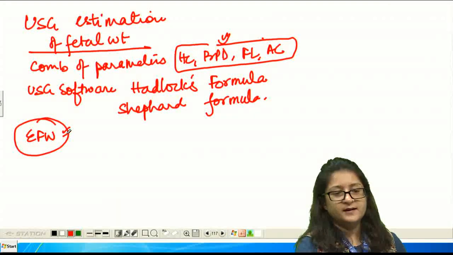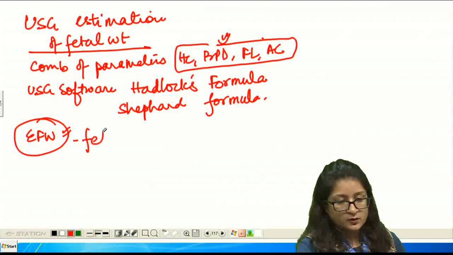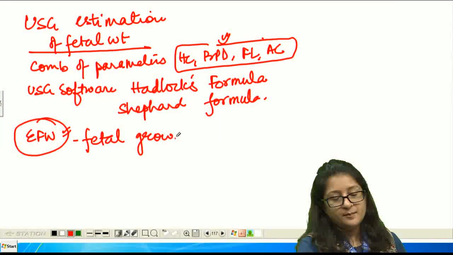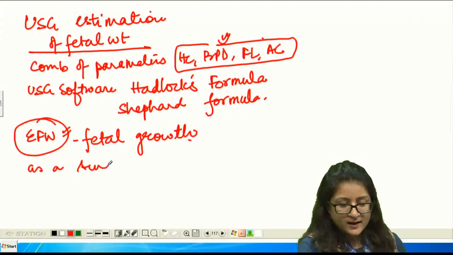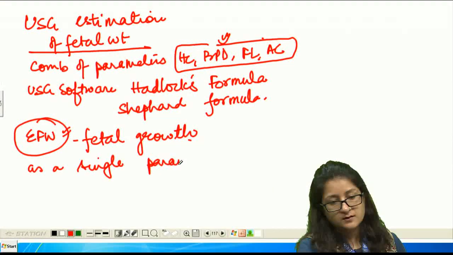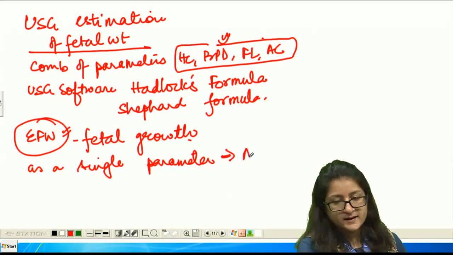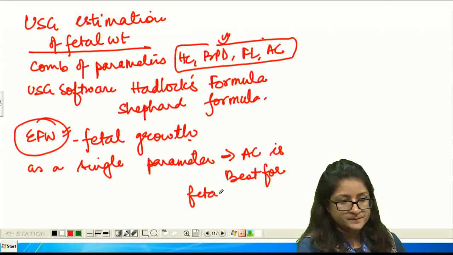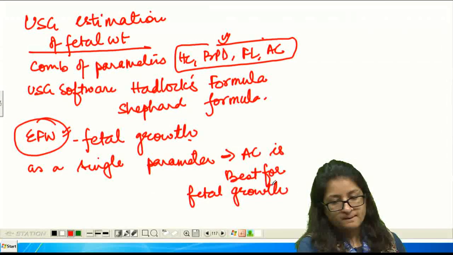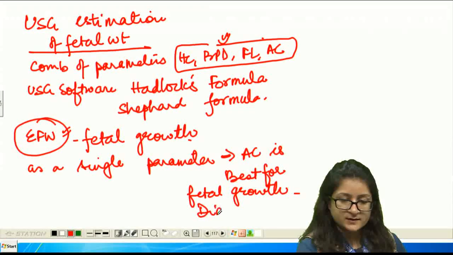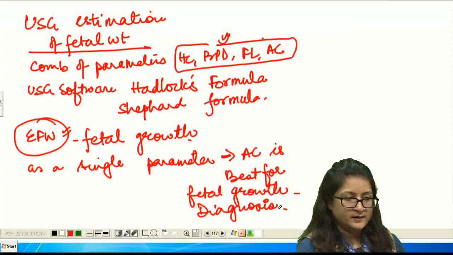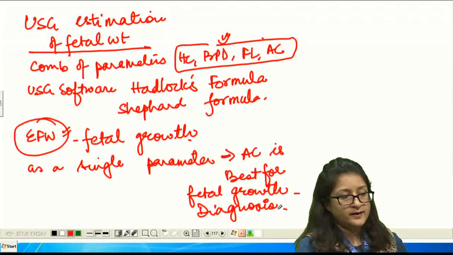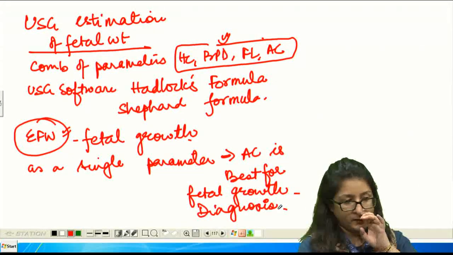Estimation of fetal weight gives us an idea of the fetal growth. Combined parameters are always better, but if you are asked for a single parameter, AC is best for fetal growth diagnosis. Okay, so this is the important point that you should remember.